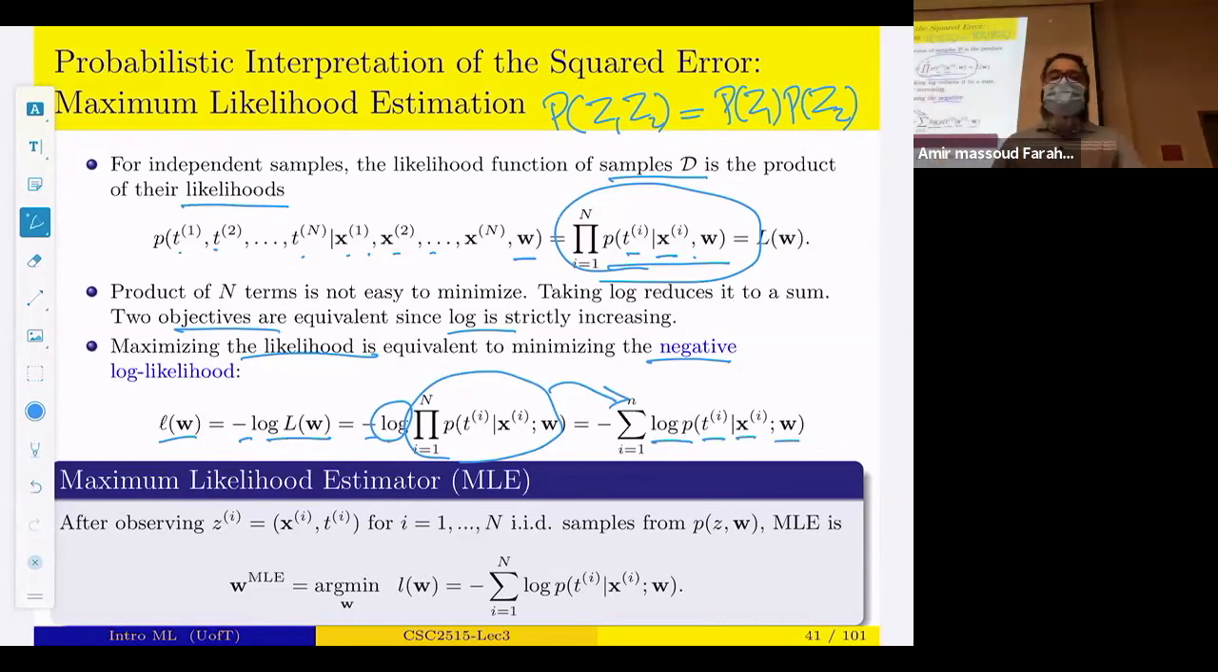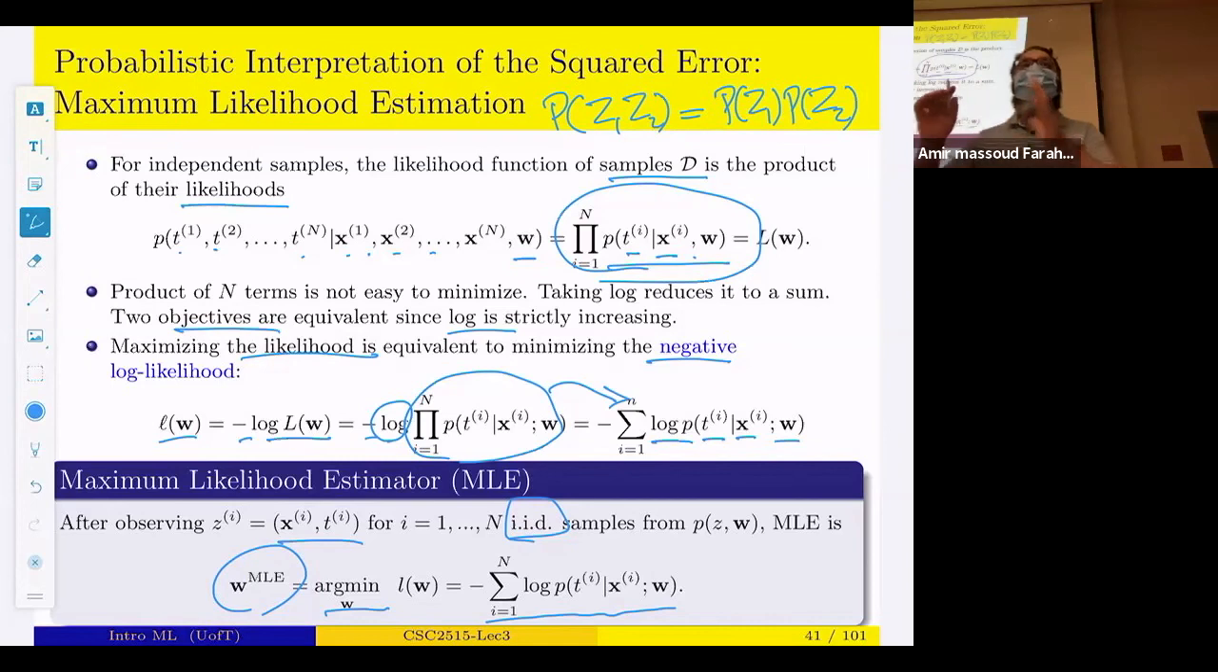So the result is that maximum likelihood estimation, after observing these data sets Xi, Ti for n data points that are sampled IID, independently and identically distributed, is the minimizer of minus the sum of log of P of the target conditional on the input and one particular weight. And we just find the weight that minimizes this.